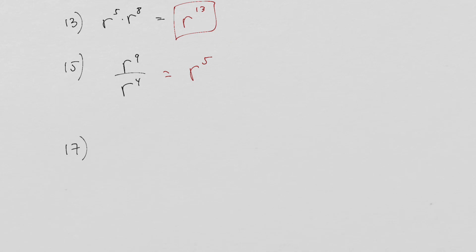Number 17 is a times a to the negative 1. There's lots of ways to think about this, but one way is this is an a times 1 over a. That to the negative 1 just inverts it, and then these cancel, and you're just left with 1.